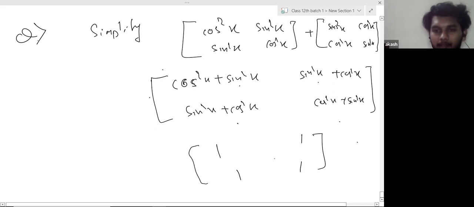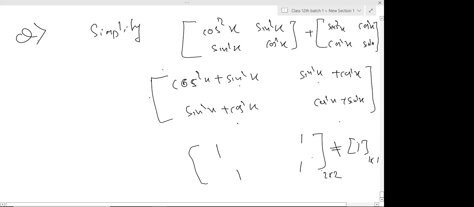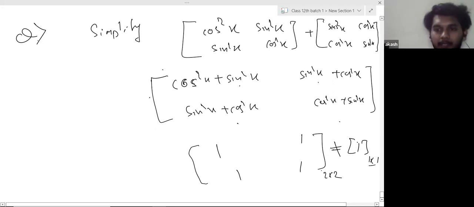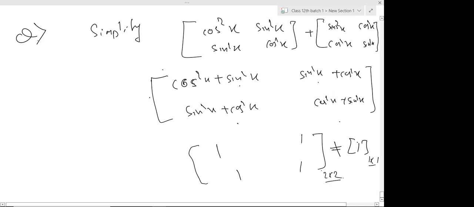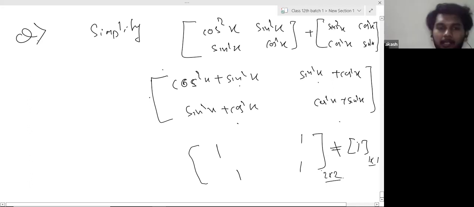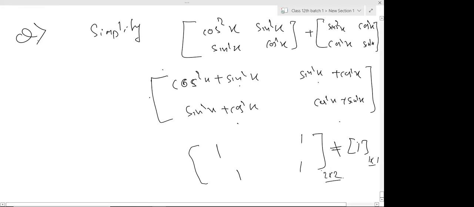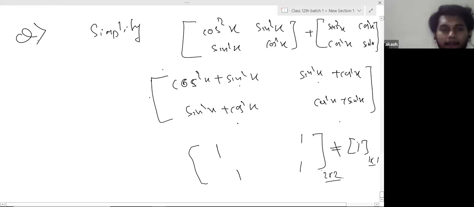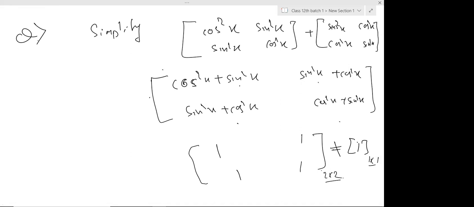And Krishna, this does not become equal to 1. This is a 2 by 2 matrix and this is a 1 by 1 matrix. Sir, if all elements are the same, can't we represent it like that, like one? No, no, no. See, the order is different, right? The order doesn't change after you add or subtract two matrices. The order remains the same. Okay, sir. Shekhani, Hamza, this is clear? Yes, sir. All right.